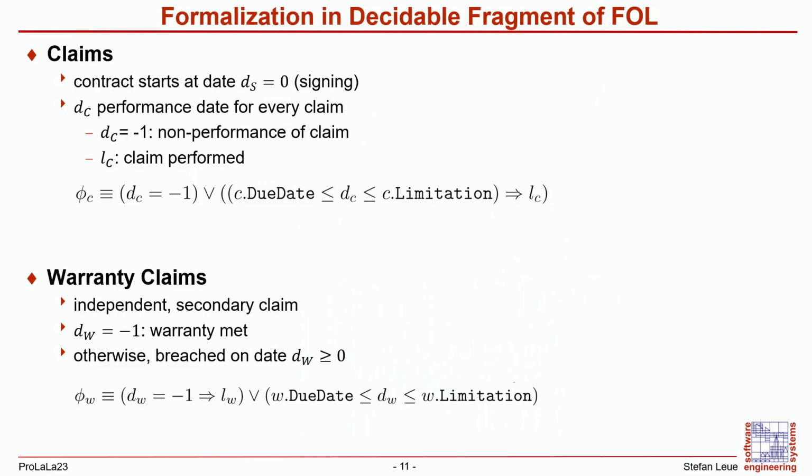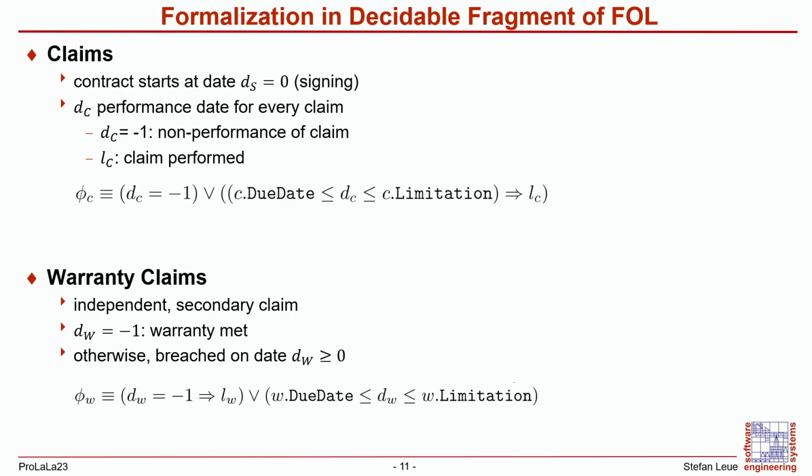So the formalization: we already had seen the formalization for basic claims like pay claims or transfer claims. We can equally handle warranty claims, which are independent secondary claims according to our terminology. And so we're encoding that the warranty is met, the claim does not need to be invoked. Otherwise, it is breached. The warranty is breached on a certain day.